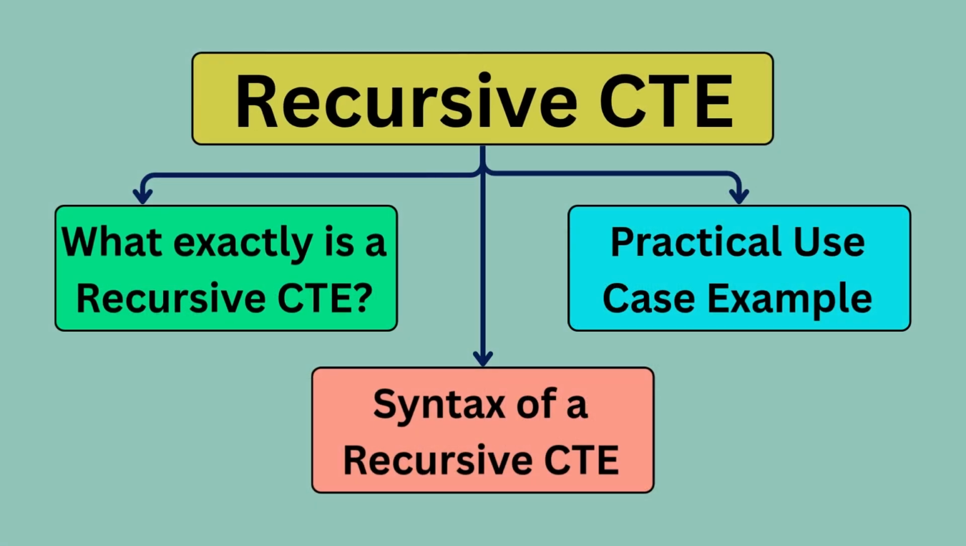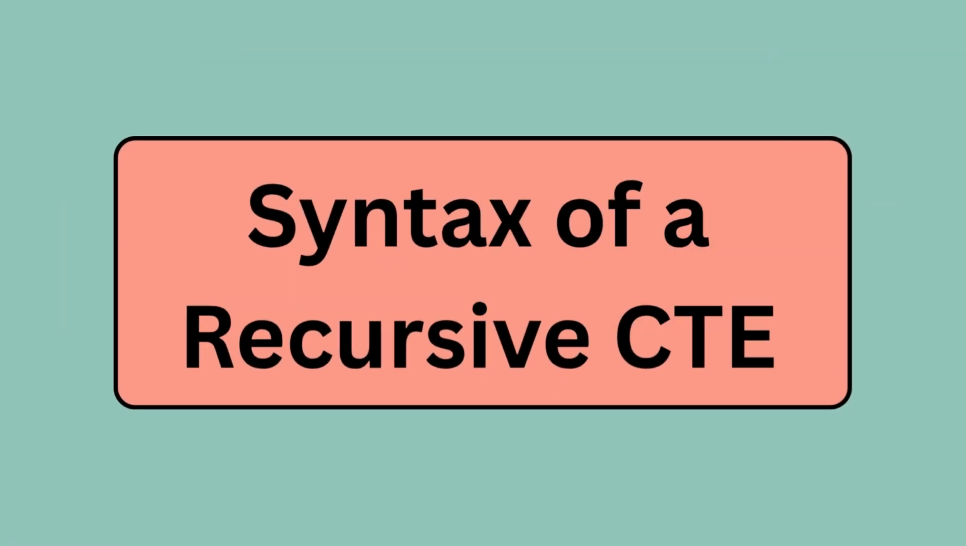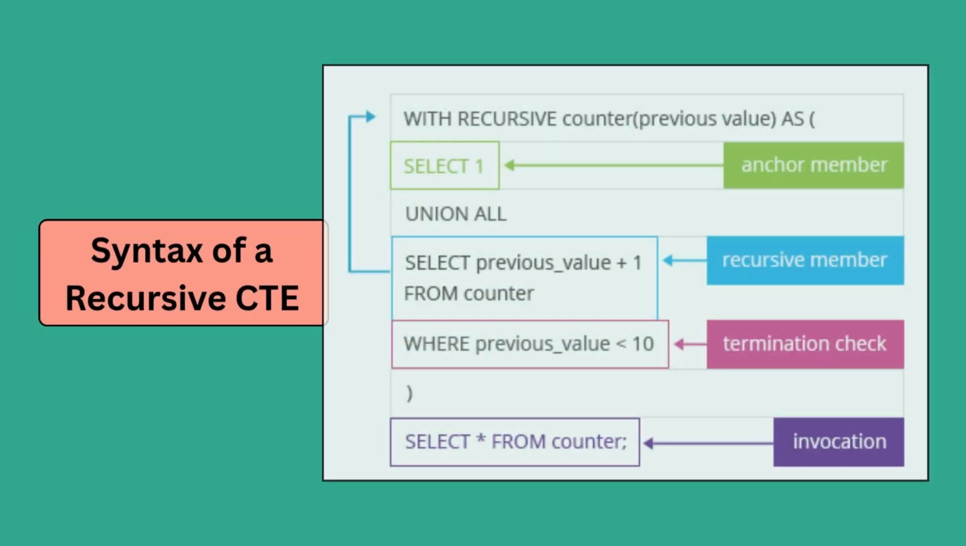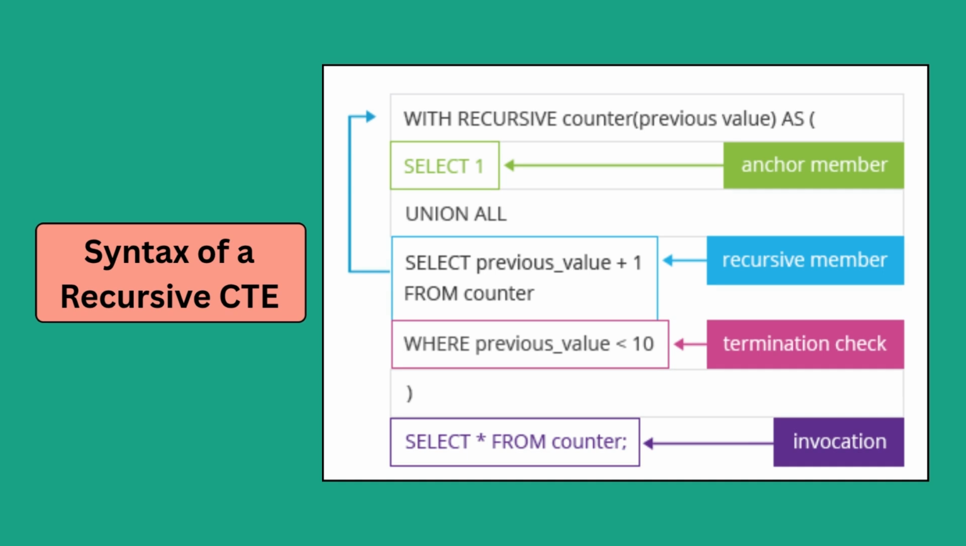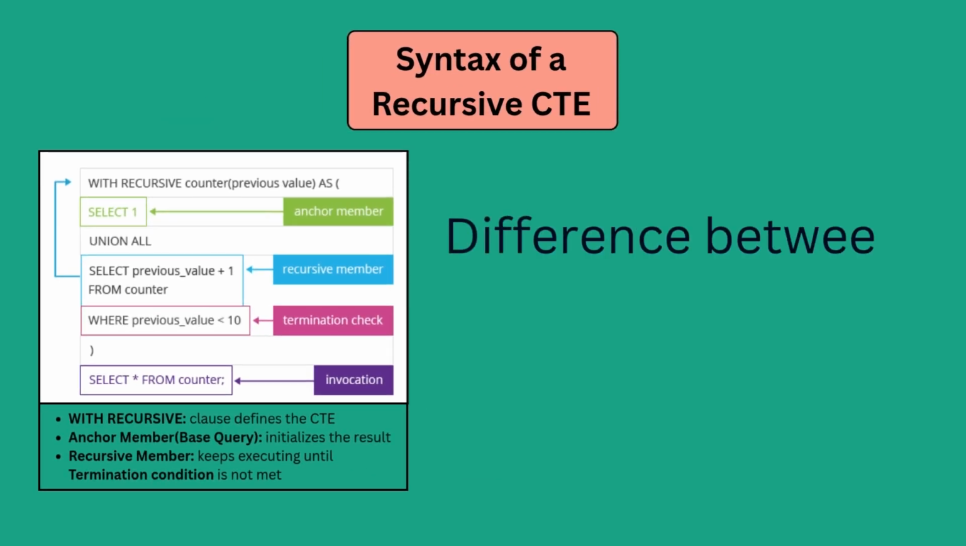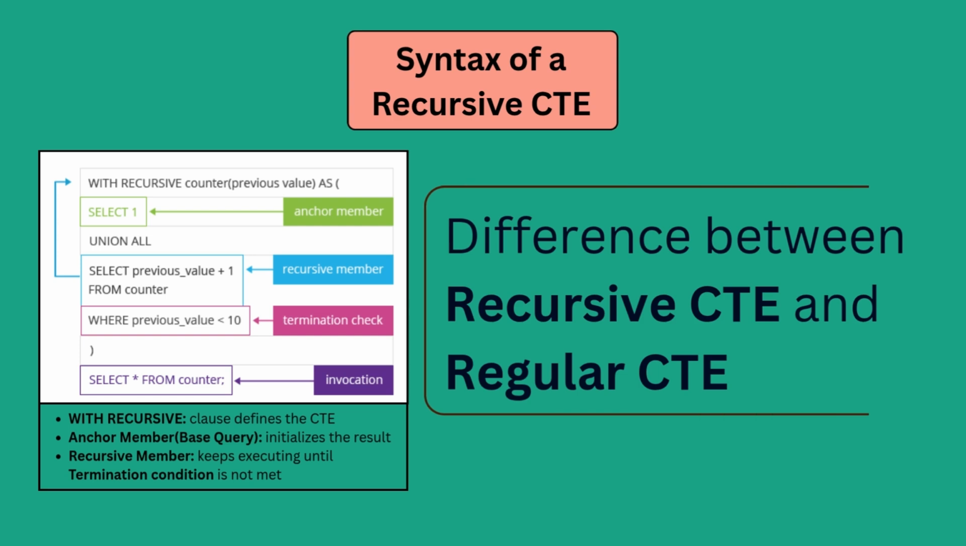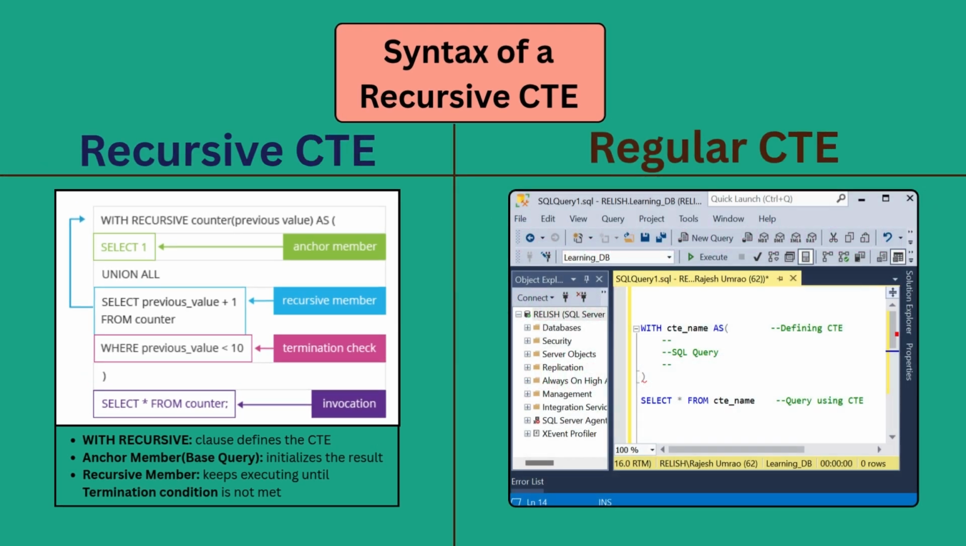Now let us move on to the next section, which is the standard syntax of recursive CTE. I have drawn a standard CTE query structure here to help you visualize it clearly. But first, let us quickly understand how a recursive CTE differs from the regular CTE structure. In the case of a regular CTE, we simply write WITH, then the CTE name, AS, and inside the brackets we write a SQL query which has a set of instructions. But in the case of a recursive CTE, this query inside the brackets has three essential parts.